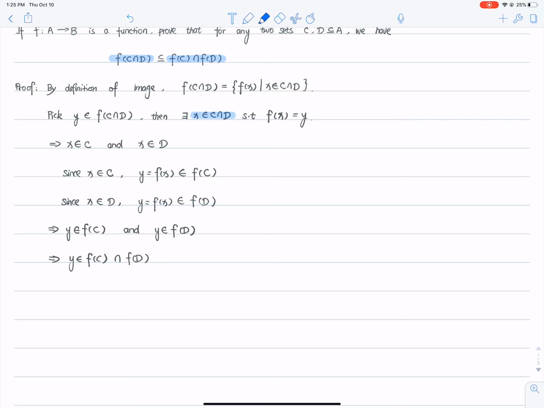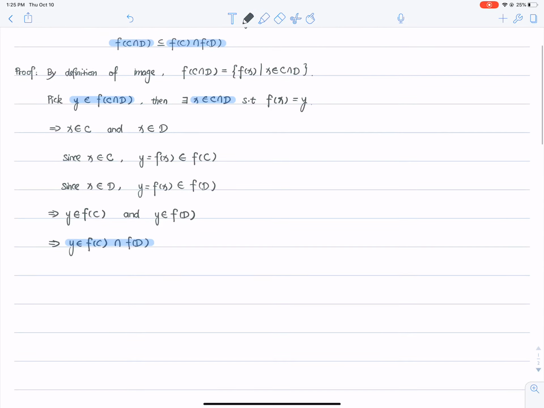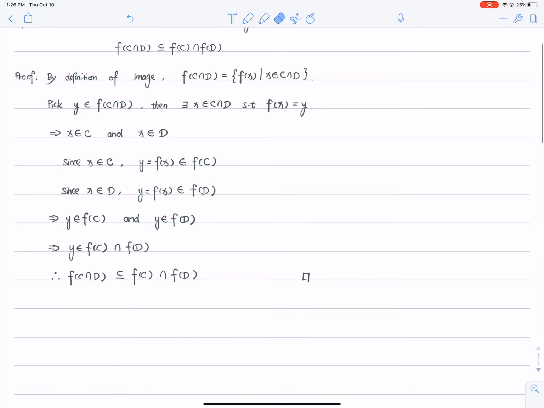Well, since you have this from the beginning, now you reach this at the end, we know that our work is done. Therefore, f(C intersect D) is a subset of f(C) intersect f(D). Now you are actually done, right? Just gonna erase those highlights.